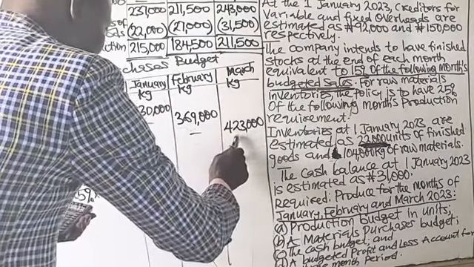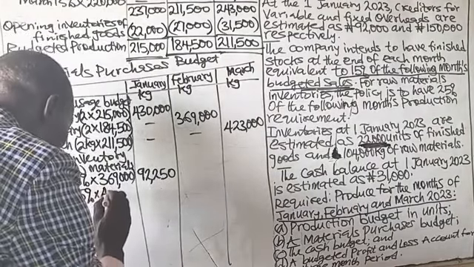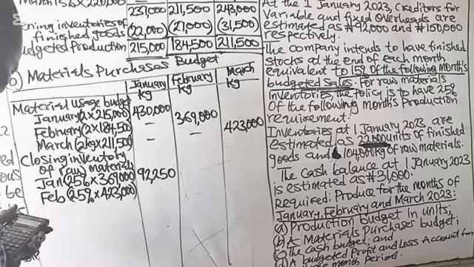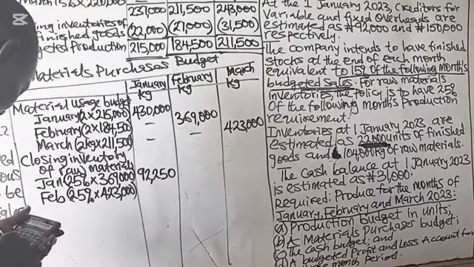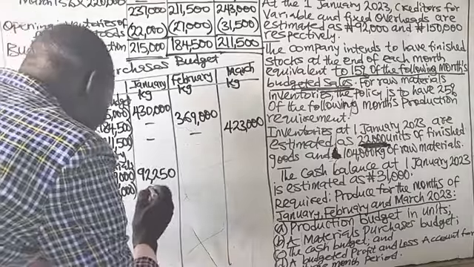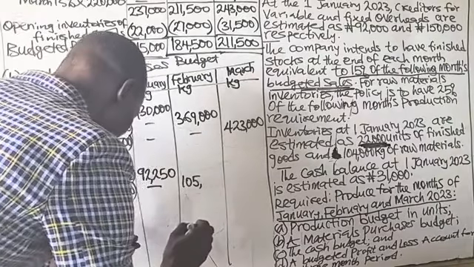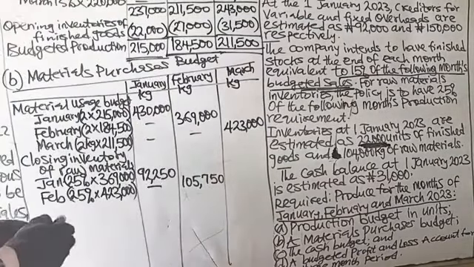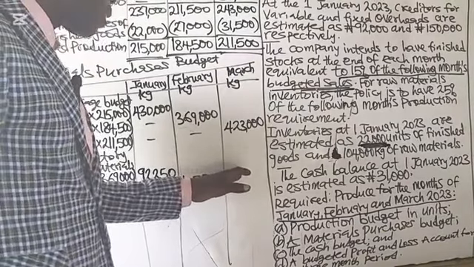In the month of February, what is required for production in the month of March? 25% of that, which is 423,000, will be required in the month of February. So we have 25% of 423,000 kg, and it gives us 105,750.